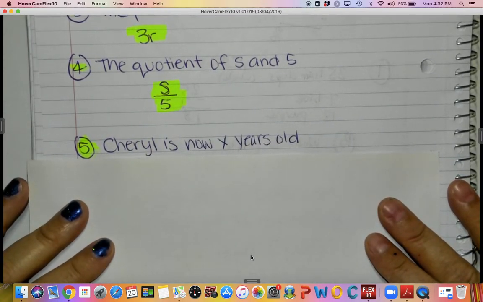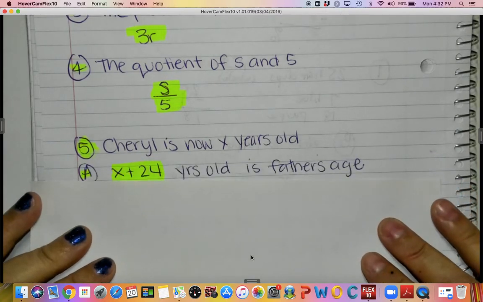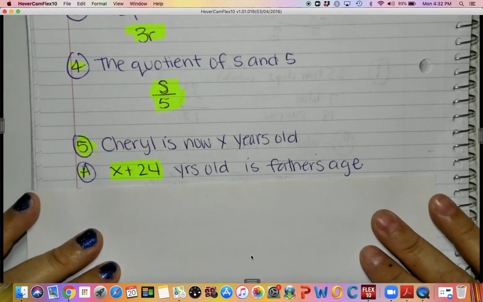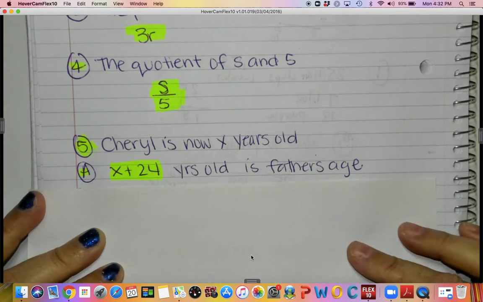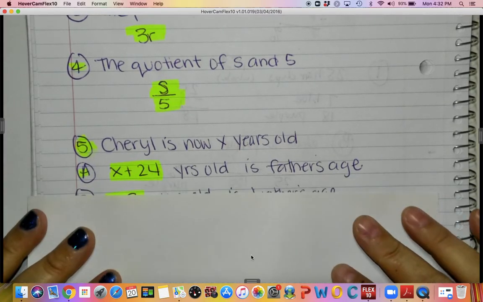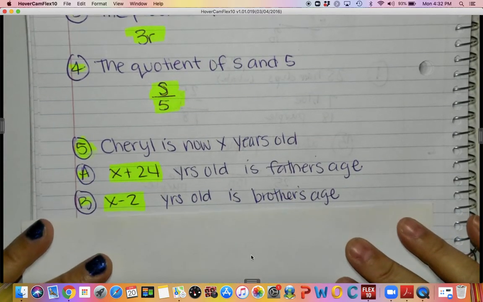Cheryl is now X years old. Okay. How old is Cheryl's father? If he is 24 years older than Cheryl, he is X plus 24. X plus 24. This one, you could also write 24 plus X and it would be correct. But get used to seeing the X first. The variable usually goes first.